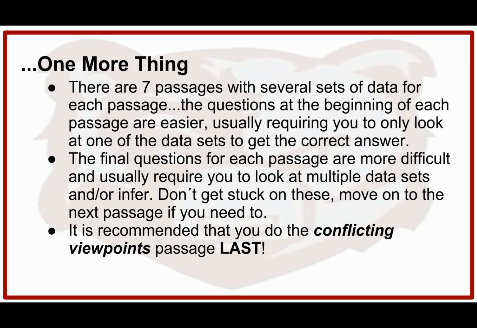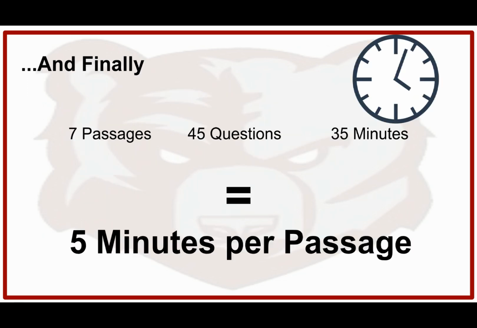And like I said earlier, it's recommended that you do the conflicting viewpoints passage last, but don't be worried about what that looks like, or what if you don't know which of the passages is the conflicting viewpoint. Don't worry. Just do them in order if you need to. But if you recognize the passage as a conflicting viewpoint and you want to skip it and come back, again, that's recommended. All right. So, like I was saying, 7 passages, 45 questions total, 35 minutes.